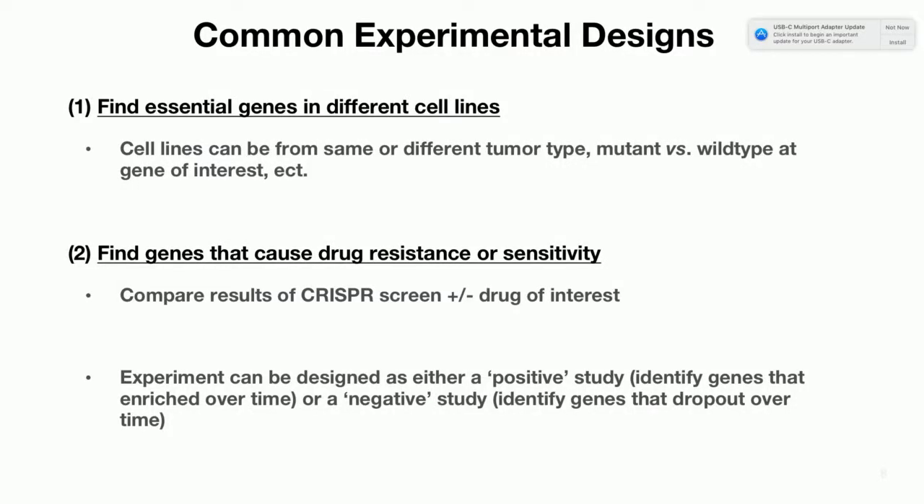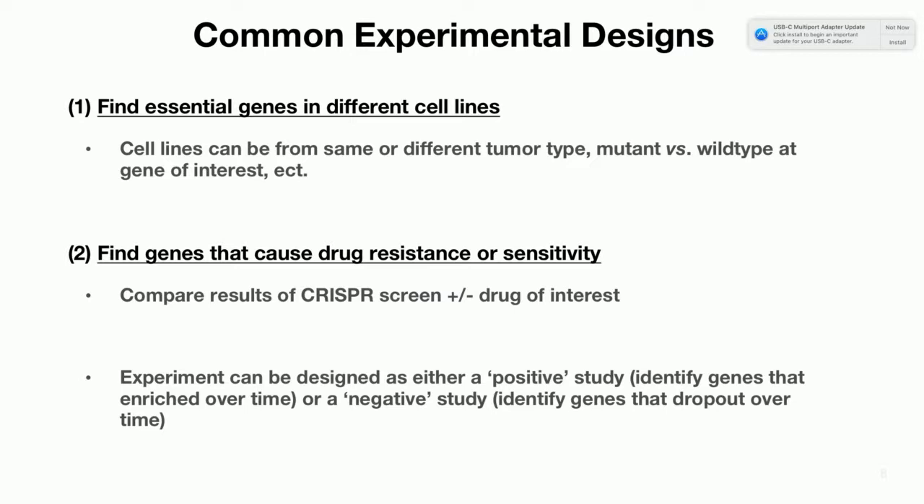Okay. All right. So the two most common experimental designs are, first, we want to find what genes are essential to the cell line, and this is essentially the experiment that Hahn has already run in those 340 cell lines. Or the next most common experiment would be, I have a drug of interest, I want to identify either things that sensitize to that drug or things that cause resistance. And so in this case, you would run your pooled screen, plus and minus your drug.